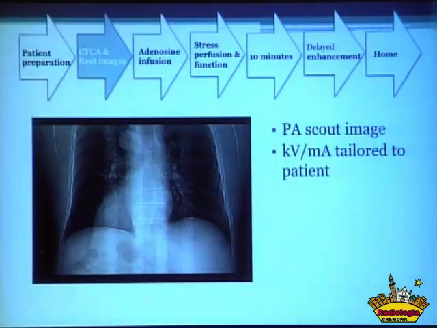So the next thing we do is the scout images. And we do all of our scout images PA to reduce breast radiation dose. We also tailor the tube voltage and current of the scout images to the individual patient's size and shape to reduce radiation dose as well.